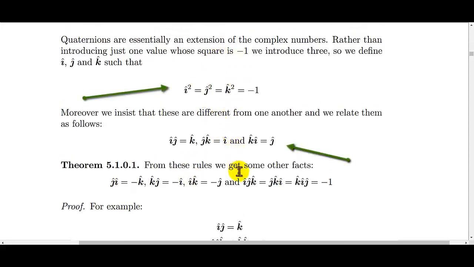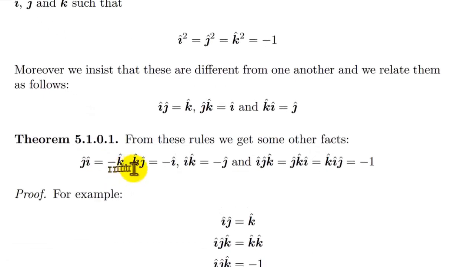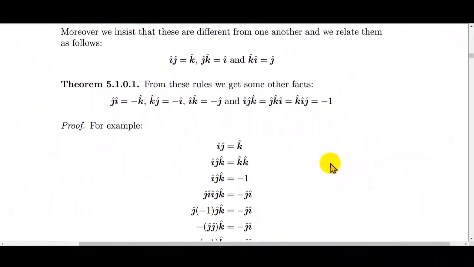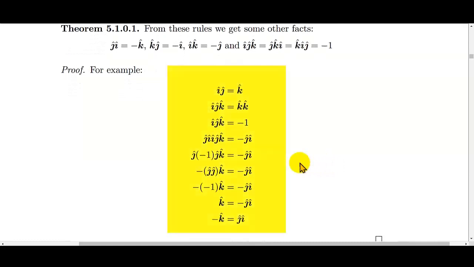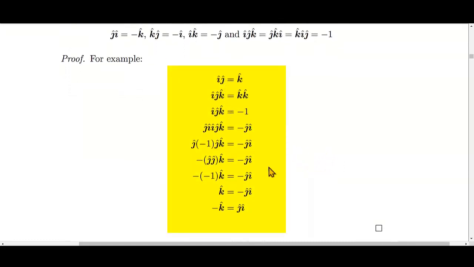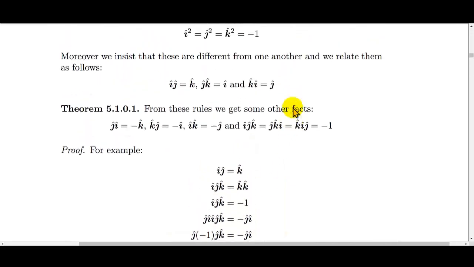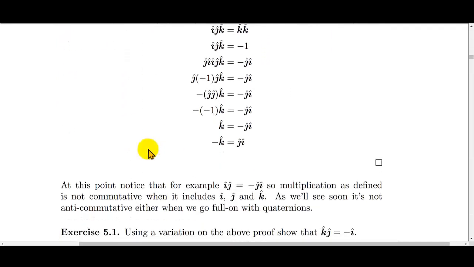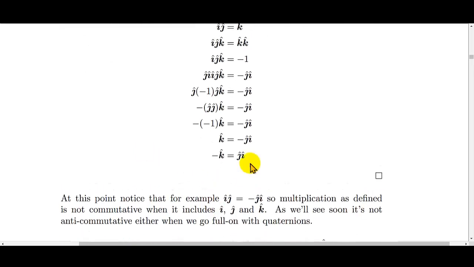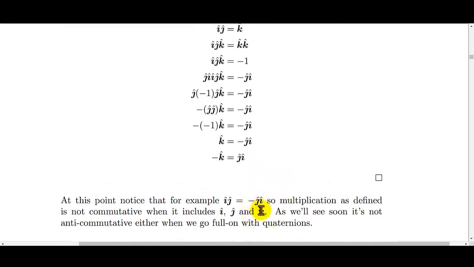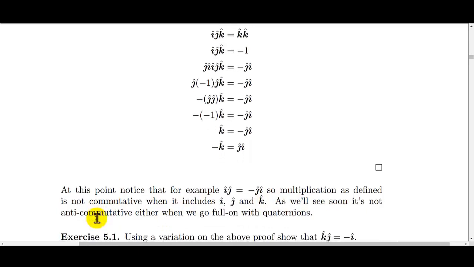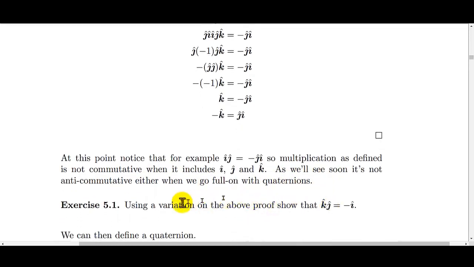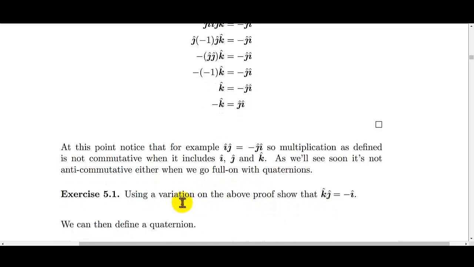From the above rules, we get some other facts, like this one, and this one, and this one. And we have the proof, which contains a lot of expressions. This proof follows the rules that are here, so this is an easy proof. At this point, notice that, for example, ij is equal to -ji, so multiplication as defined is not commutative when it includes i, j, and k. As we will see soon, it's not anti-commutative either when we go full on with quaternions.